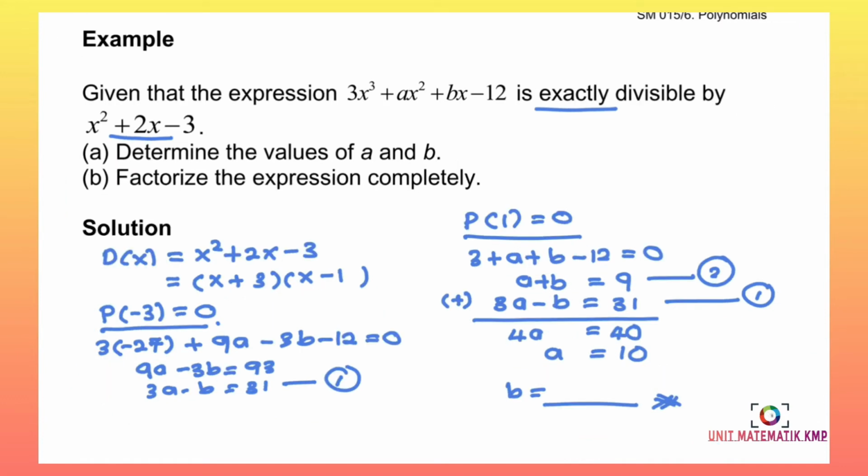Okay, what is the value of a? Sorry, what is the value of b? b is negative 1. Okay, this is the answer for question part A. We move to the question of part B. For part B, we need to factorize the expression completely.